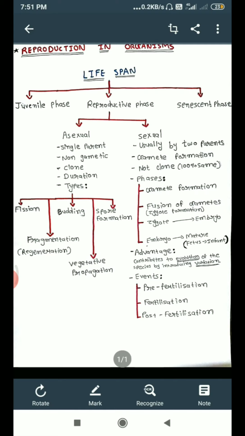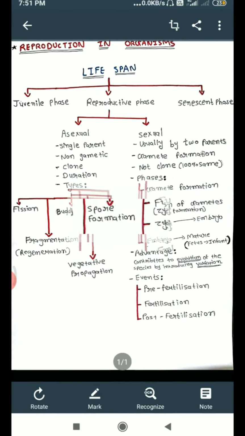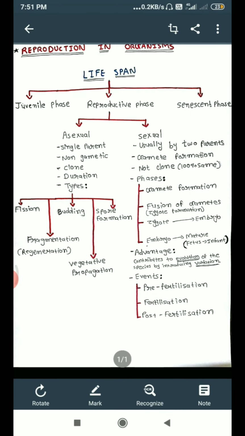What is mitosis, meiosis, that I will also talk about in my next videos. Then the embryo will further divide and form a fetus and then an infant. So there are 4 phases: gamete formation, then of course fusion of these gametes, formation of zygote. Then the third phase, the zygote will divide and form an embryo, and in the fourth the embryo will form the fetus. Done? Very easy.